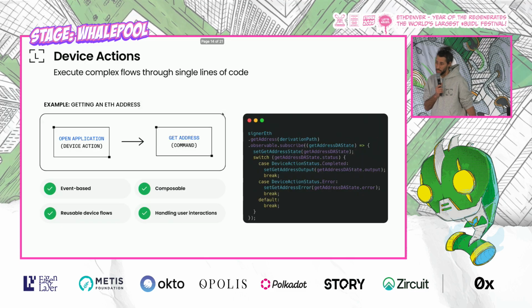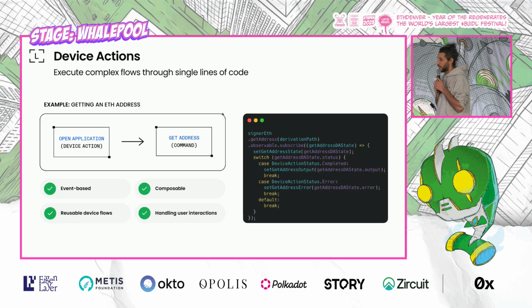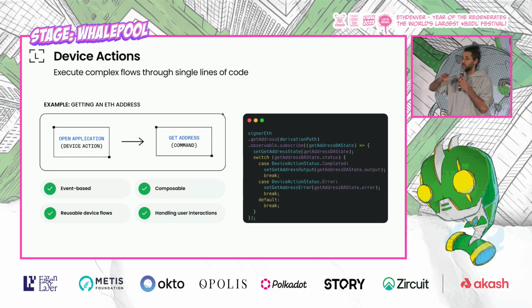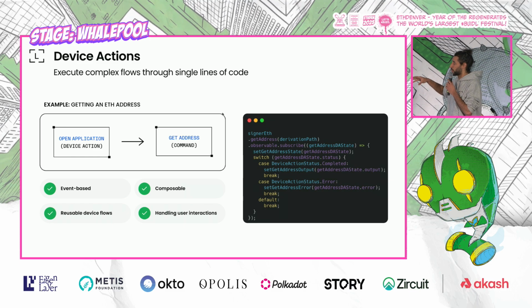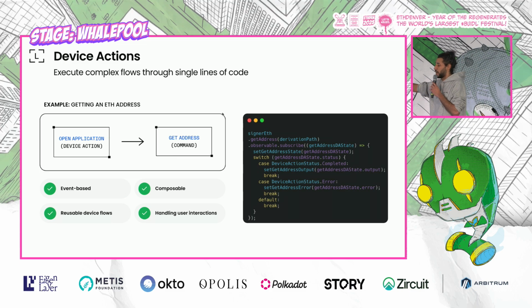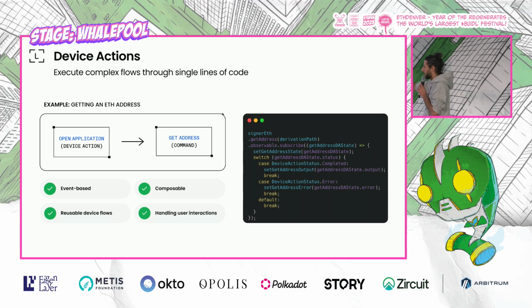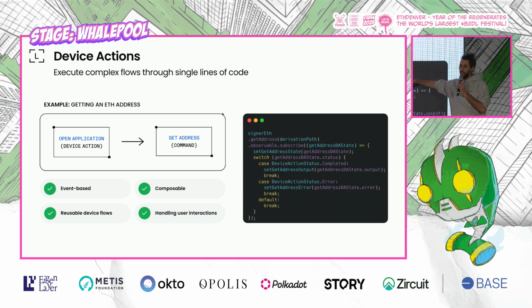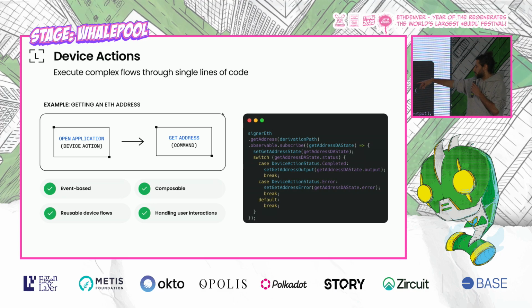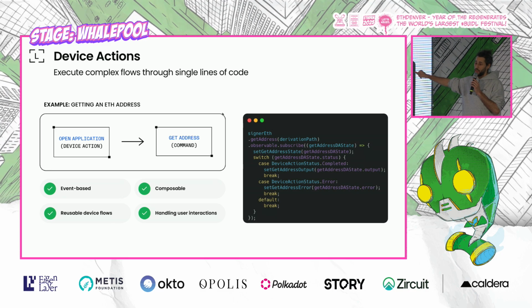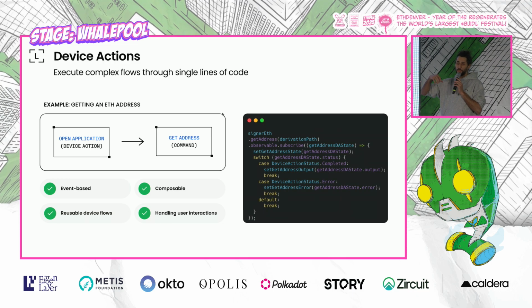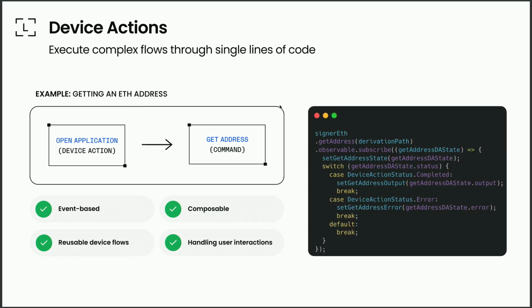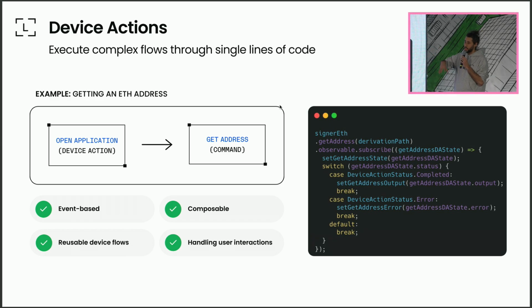And cherry on the cake, we created what we call device actions, which allows you to build flows so you can chain commands into one another. So here in the example, you can see the developer is doing a get address. So he's asking the Ethereum app to get the address for the user, and that's all he needs to do. And to do that, behind the device action, if the wrong application is open, it will close it. It will then open the Ethereum application and then get the address.